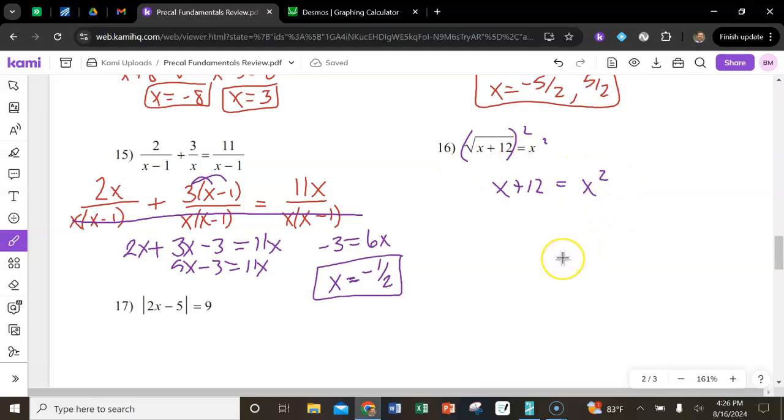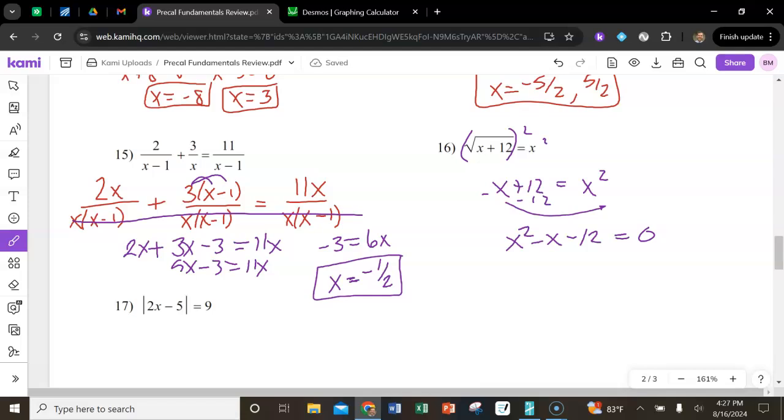So anytime you're solving a quadratic, you do want to get it equal to 0. I didn't mention that before. I like my x squared to be positive, so I'm going to move everything to the right side, but then I'm going to write that first. So I'm going to subtract the x, subtract the 12, bring those over to the right, but I'm going to write that first. So x squared minus x minus 12 equals 0.